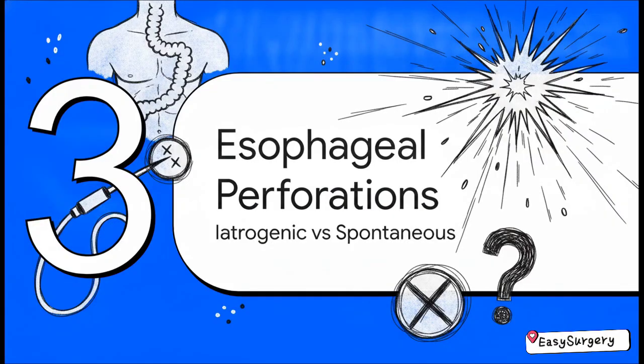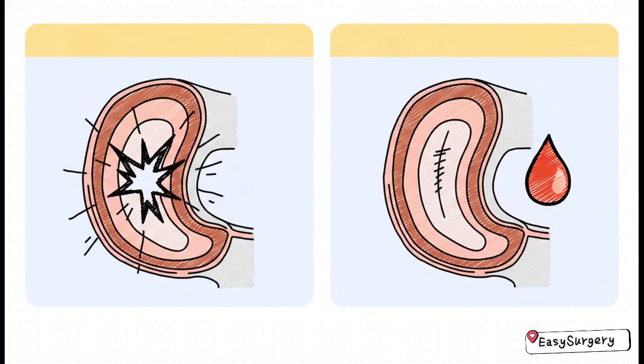All right, Section 3, esophageal perforations. We're looking at iatrogenic versus spontaneous causes here. Now, while iatrogenic perforations from endoscopies are the most common overall, it's the spontaneous ones that will really test your diagnostic chops in an emergency.